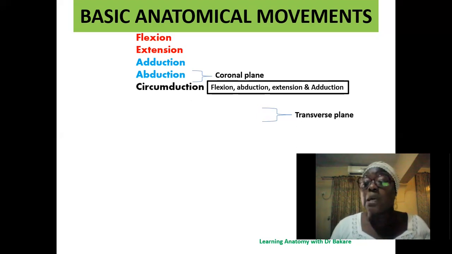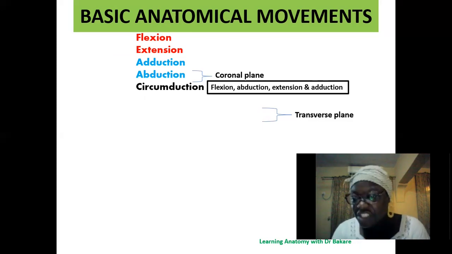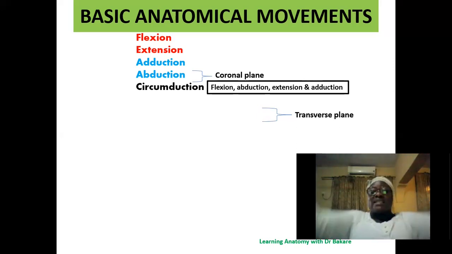We also have circumduction. Circumduction is a circular type of movement. And in this movement, there's a combination of 4 basic anatomical movements, which include flexion, abduction, extension, and adduction. And that is the way they follow with this movement. So we have this kind of movement.